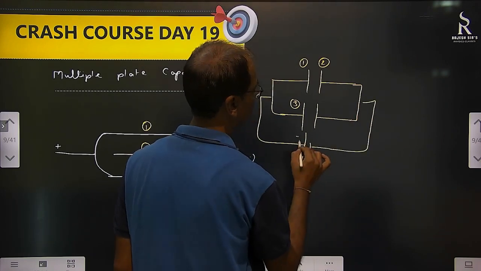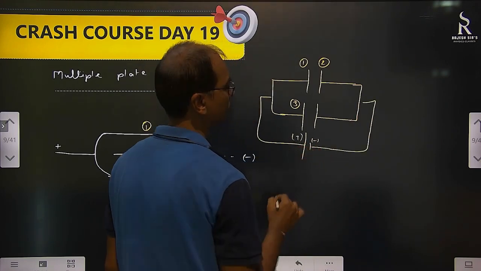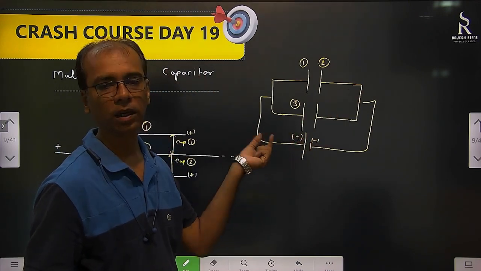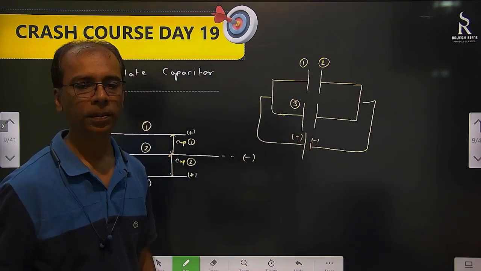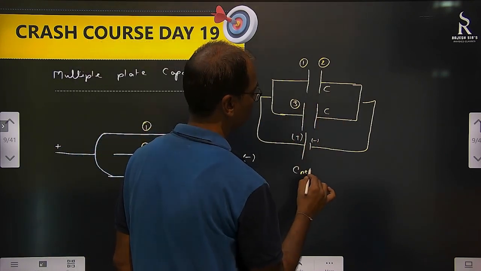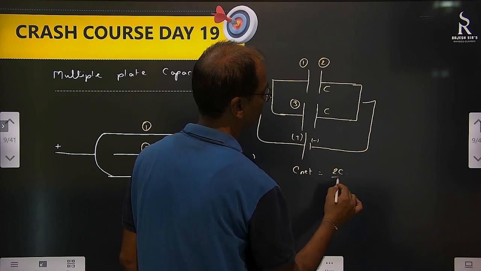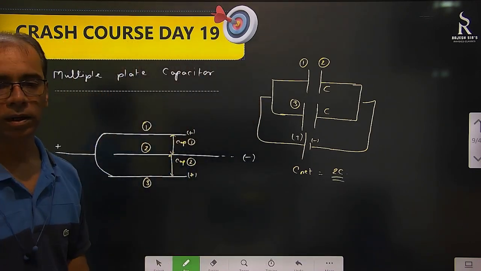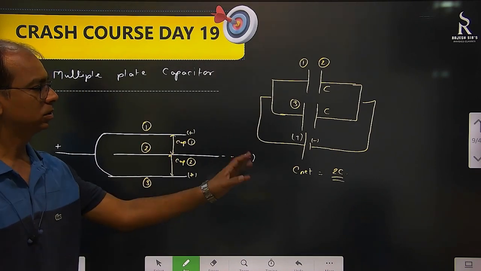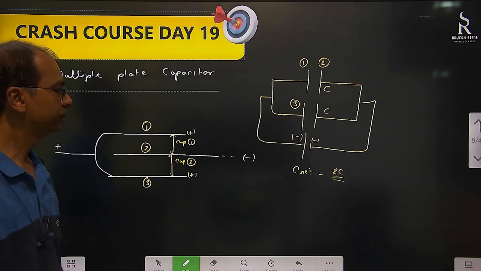Now check. Is it okay or not? Plate 2 is connected with the negative end of the battery and 1 and 3 are connected with the positive. So this is C. This is also C. So C net is what? 2C. They are connected parallel. Two capacitors, they are connected parallel. So it's like this.